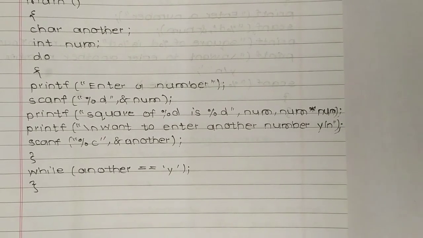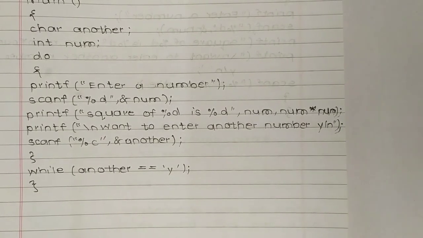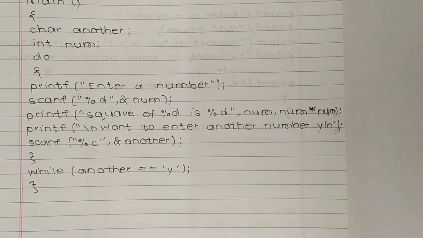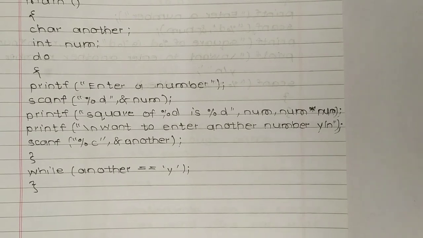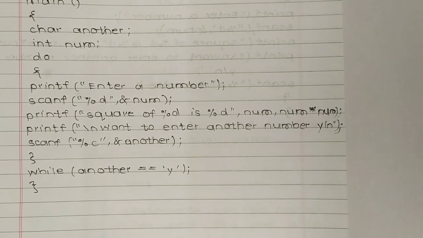Scanf %d comma &num, that is we are telling the compiler to scan a number. Now printf square of %d is %d, num comma num into num. So here we are printing the square of the number. Now printf \n in the next line want to enter another number y/n. Scanf %c and &another. That means while another is equal to y.